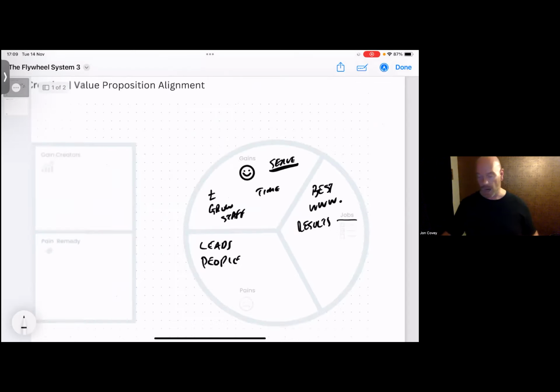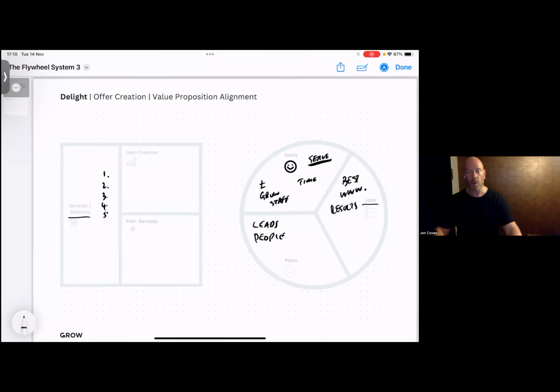Now, what we need to look at is how we can help them get there. We know what job they're trying to get done. We know the pain that's stopping them from getting it done, the problem, which is the leads or the right kind of people. And we also know that if they do get it right, here's what's on the table for them: more money, more growth within the business. They can hire staff, get some time back, and really start to serve more people as well.